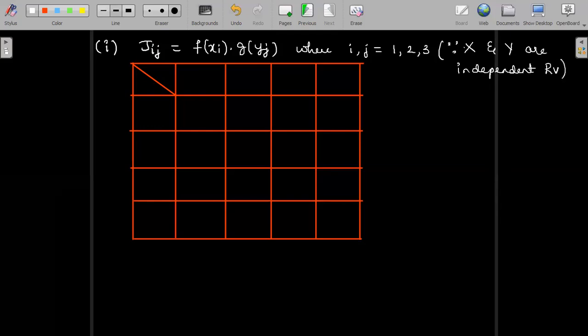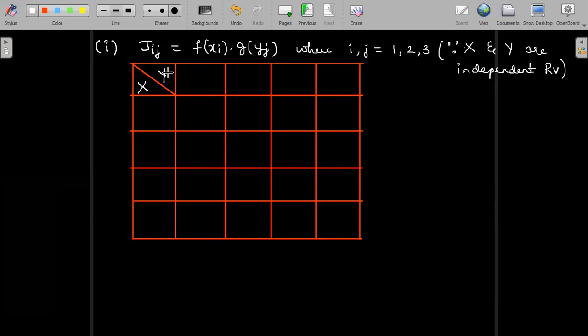Independent random variables. Since it is mentioned that X and Y are independent, we can use the property of independent random variables: Jij is equal to f of Xi into g of Yj. With this, we will be able to write down the joint probability distribution table. Let us see how to write it down. Every f of Xi should be multiplied with g of Yj.